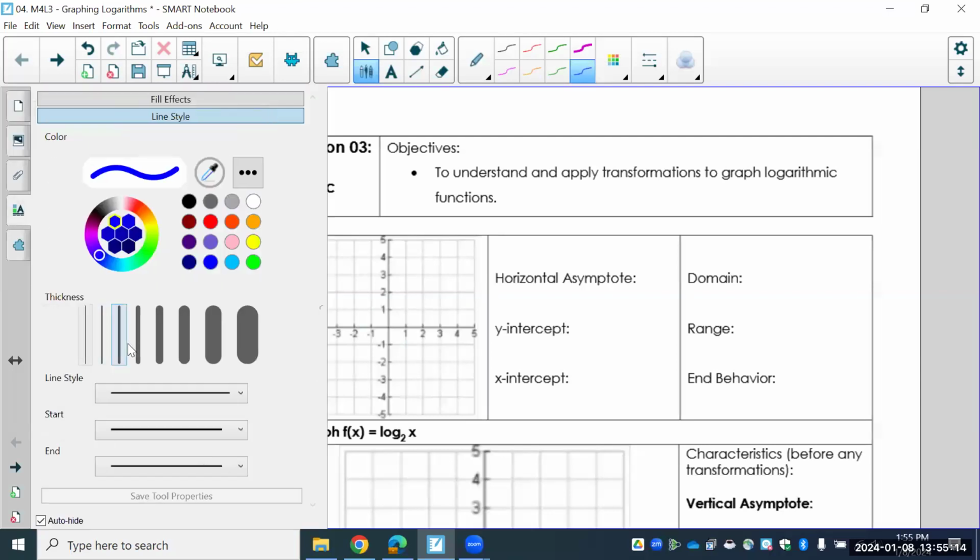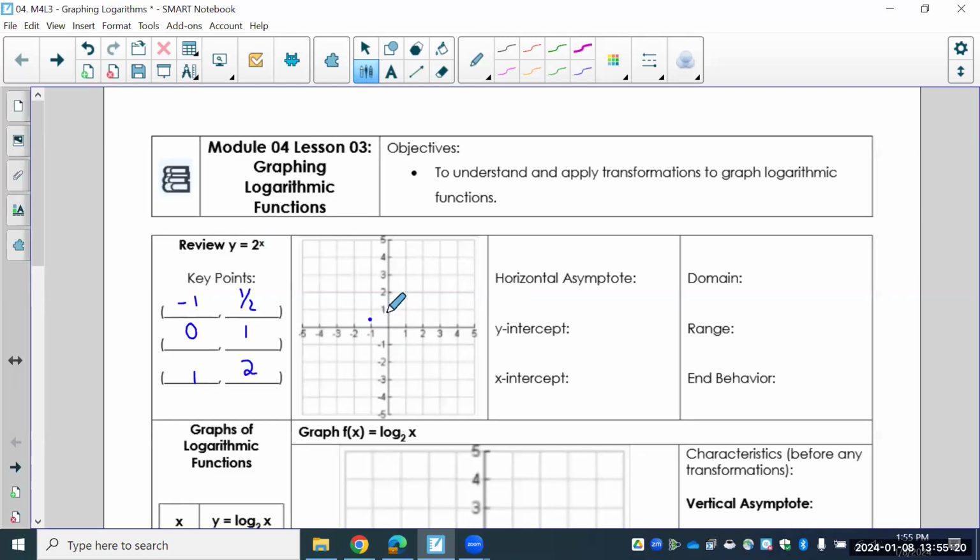The graph kind of looks like a slide, if you can remember. So at -1, you would be at half. At 0, you'd be at 1. And then at 1, you would be at 2. And there's this thing called an asymptote going across the x-axis to give you the graph. And that graph looks like this.